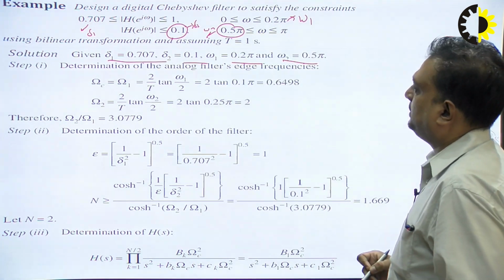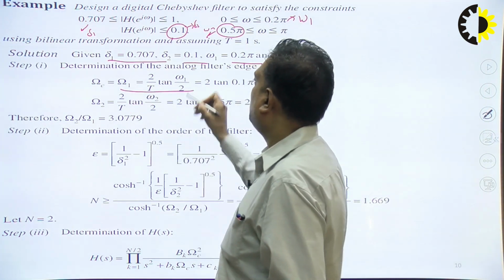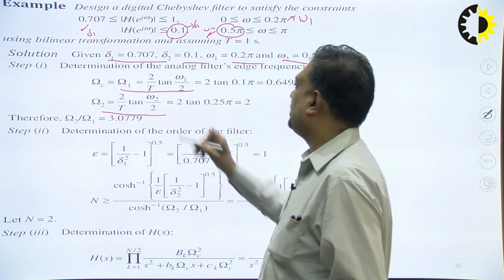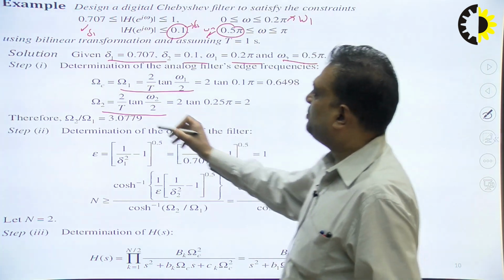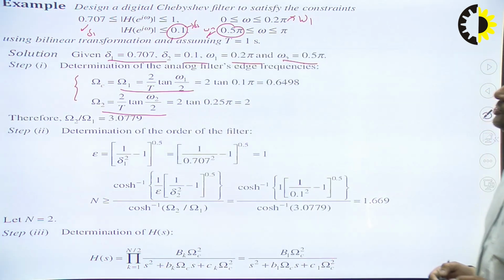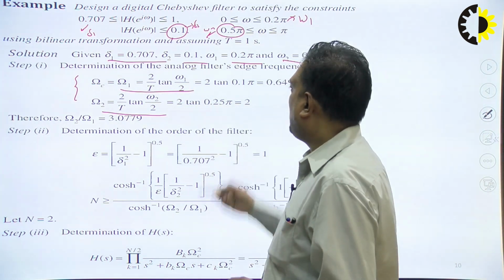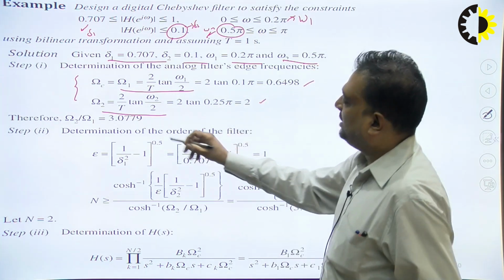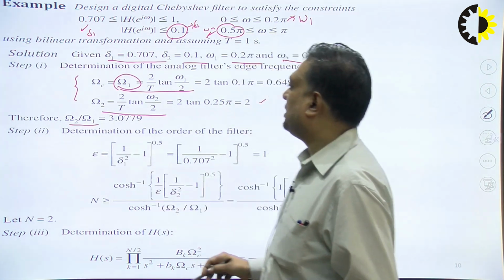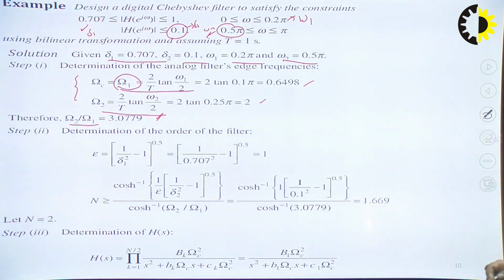Now first of all we will calculate omega 2 and omega 1. So omega 1 is 2 by T tan(omega 1 by 2). With this expression we can calculate the value of omega 1, and omega 2 is 2 by T tan(omega 2 by 2). Why are we using this? Because we are designing this filter using bilinear transformation. In bilinear transformation we calculate the analog filter frequency from the digital filter frequency according to this expression. The value of omega c is nothing but the value of omega 1, and then we calculate omega 2 by omega 1, which will be equal to 3.0779.